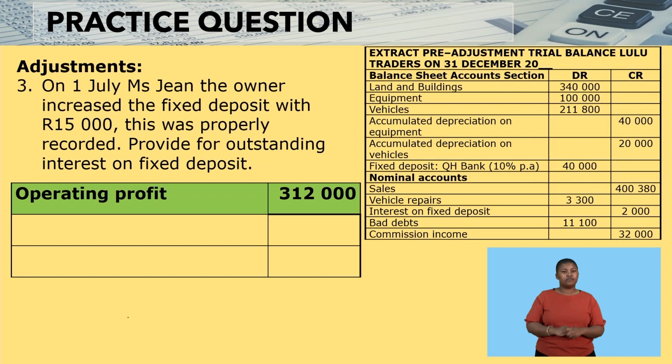When we look at adjustment number 3, it reads, on 1 July, Ms. Jean, the owner, increased the fixed deposit with 15,000. This was properly recorded. Provide for outstanding interest on fixed deposit. We understand that our interest on fixed deposit does not go under other operating income, but it goes towards the end of the statement of comprehensive income. We should have prepared note number 1 for it, but what I want to show you is this calculation. Just below my operating profit, I'm then going to bring my interest income.